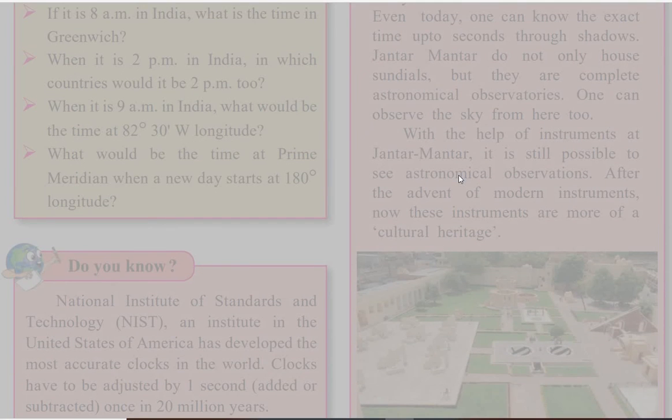If it is 8 a.m. in India, what is the time in Greenwich? When it is 2 p.m. in India, in which countries would it be 2 p.m. too? When it is 9 a.m. in India, what would be the time at 82 degrees 30 minutes west longitude? What would be the time at prime meridian, when a new day starts at 180 degrees longitude?